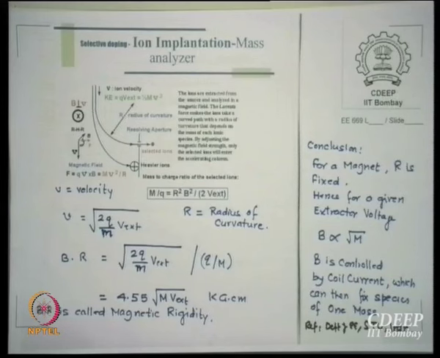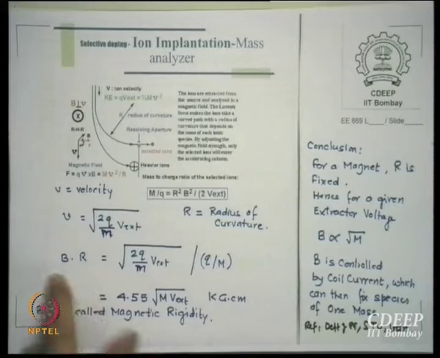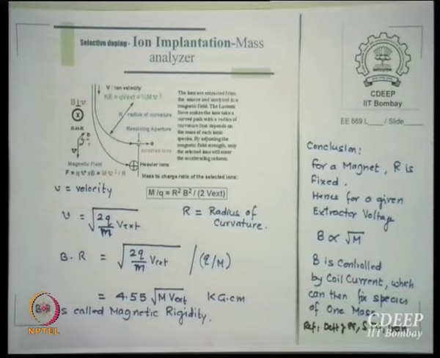If R is fixed for the magnet, I can now say that this magnetic flux density B is proportional to root of mass. Is that clear? Everything else is constant if I keep the extractor fixed, R is constant. So B is proportional to root of M, where M means atomic mass or atomic weight of that species. So if I want any species to come through the radius of curvature R, which is fixed by me, all I have to do is adjust B, which means the current.